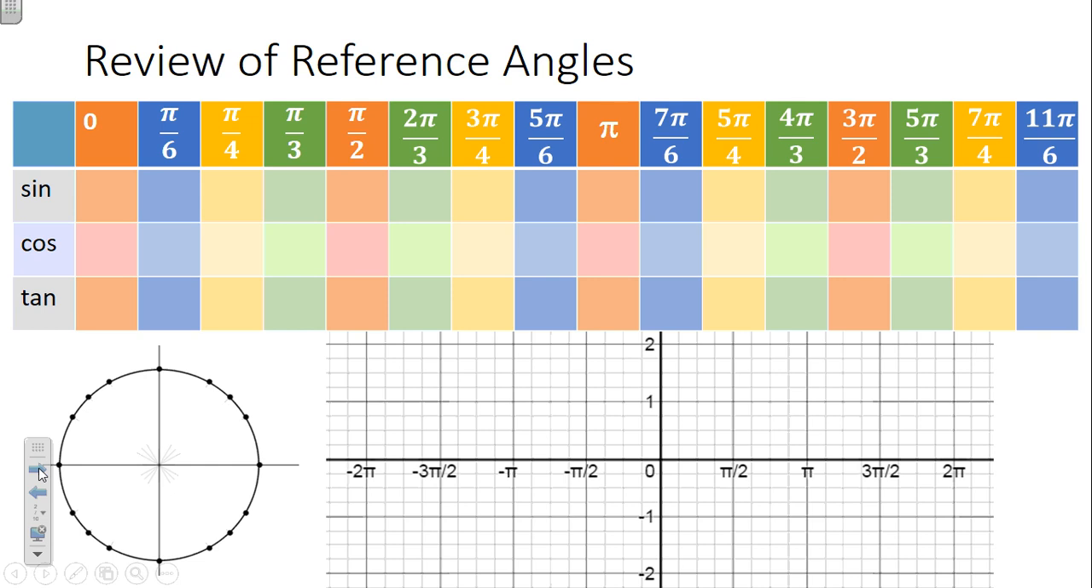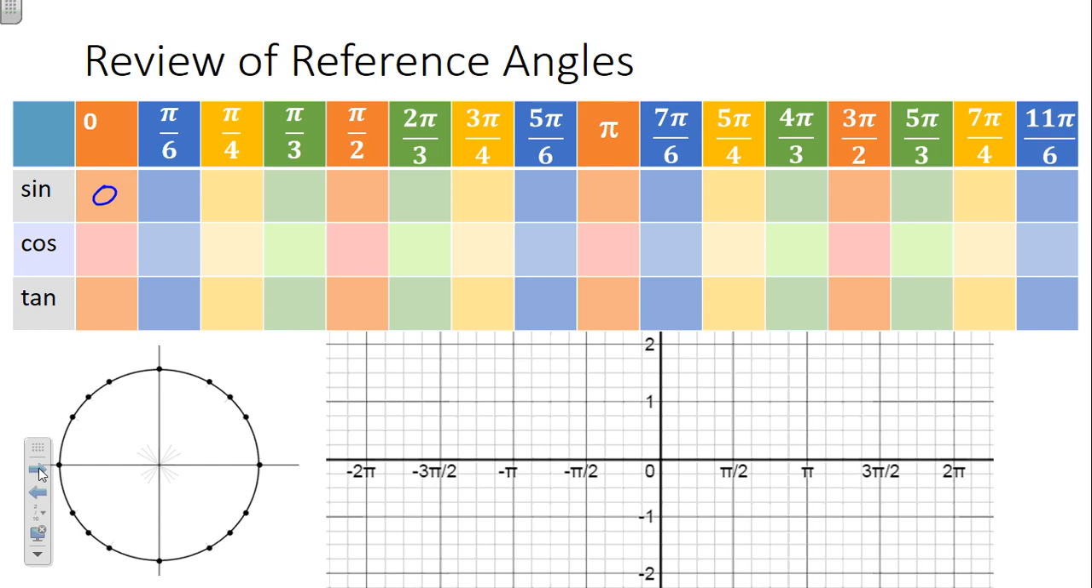Those flashcards that you can use can also be a good way to keep reminding yourself, hey, what's the sine of pi over 6? What's the cosine of 3 pi over 4? So let's build our table. Sine of 0 is 0 because it starts in the middle, right?